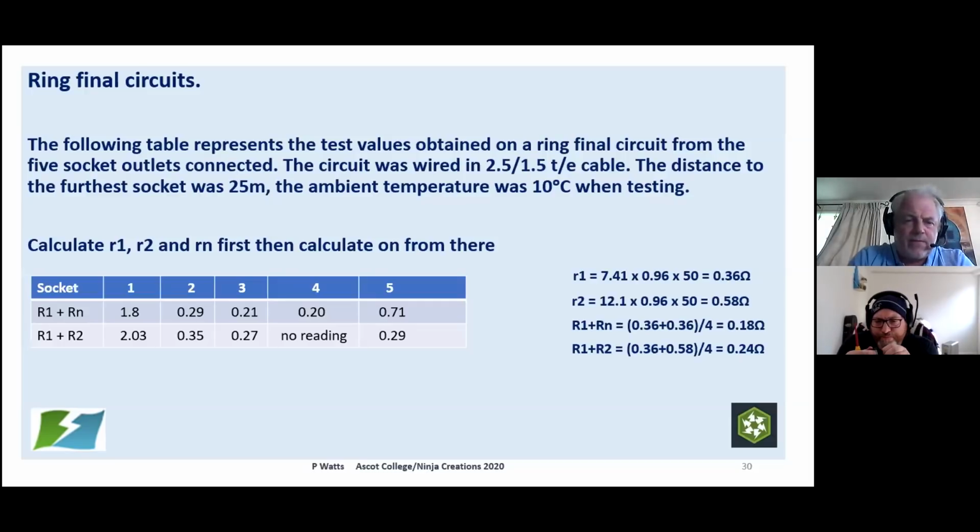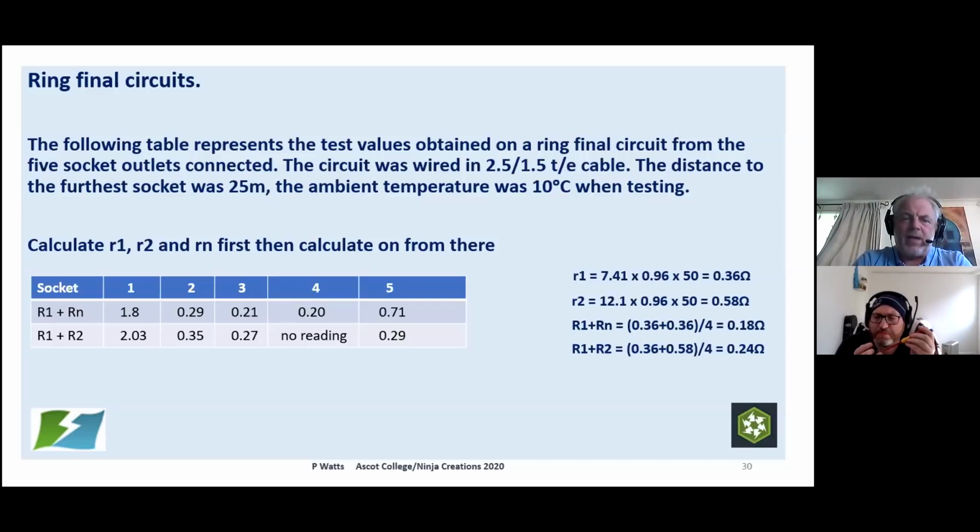Let's have a look at socket 2. Instead of about 0.21, which we got on socket 3, we got 0.29, so it's a bit higher. Instead of 0.27, we've got 0.34. Well, they're both higher. Both values are higher. Not hugely high, but a bit higher than what we expected to be on the ring.